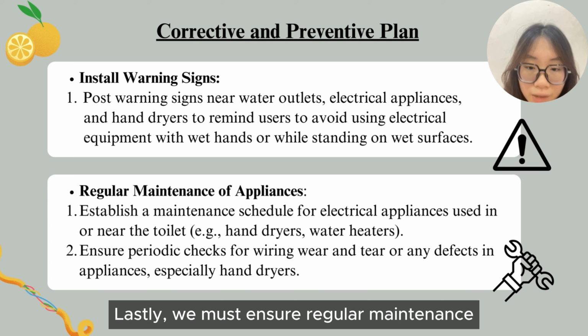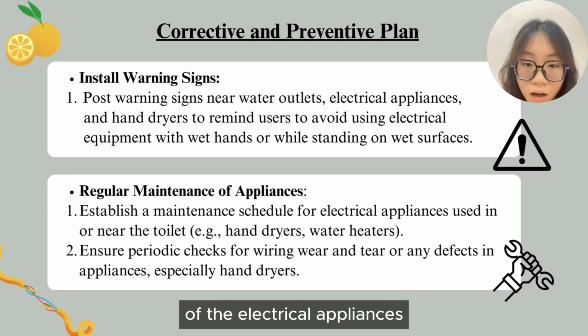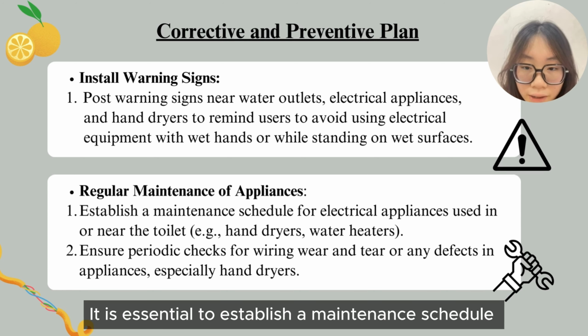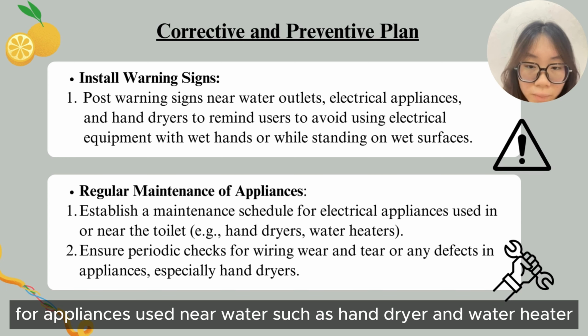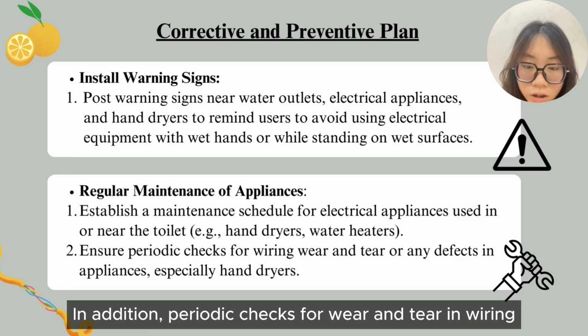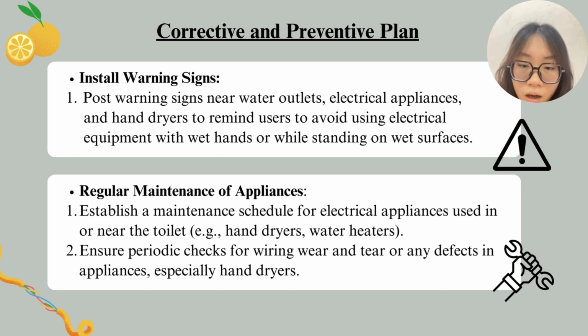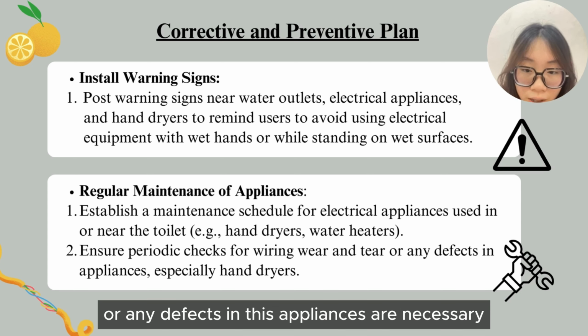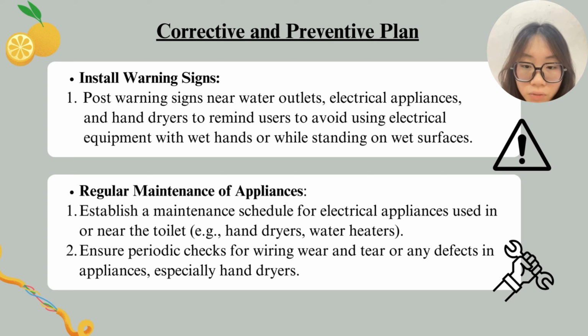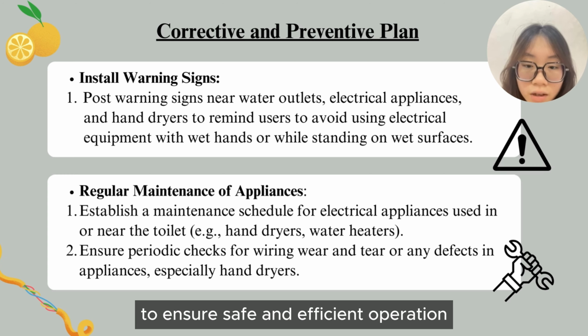Lastly, we must ensure regular maintenance of electrical appliances. It is essential to establish a maintenance schedule for appliances used near water, such as hand dryers and water heaters. In addition, periodic checks for wear and tear in wiring or any defects in these appliances are necessary to ensure safe and efficient operation.